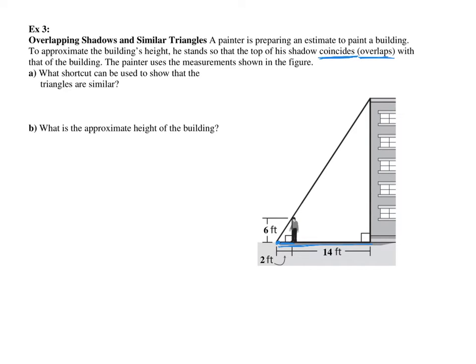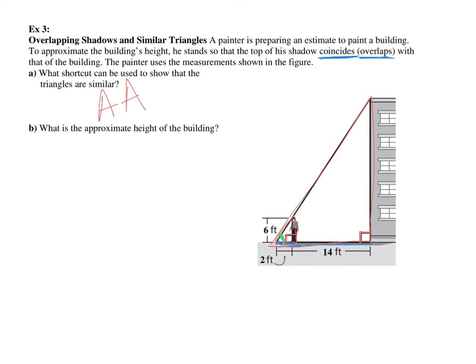What shortcut can be used to show that the triangles are similar? Okay, well here we have right angles. It's safe to assume in this case that they're right angles because there's no other way to figure out the problem, and it's an approximation. All right, and I have this little triangle and I have this big triangle here, and they both share this angle right here in common. So the triangles are similar by AA.